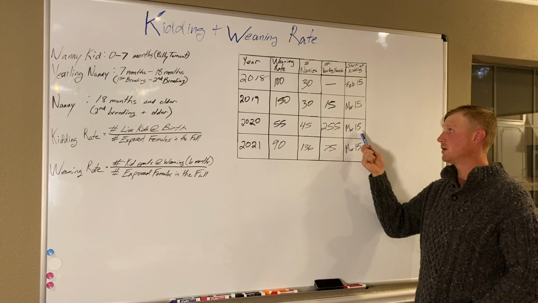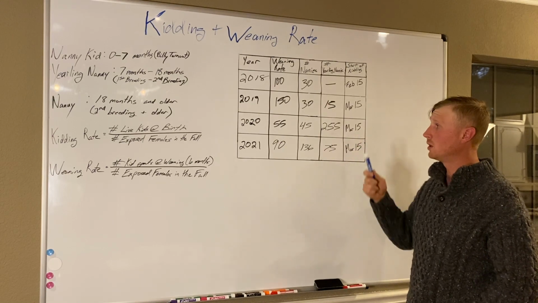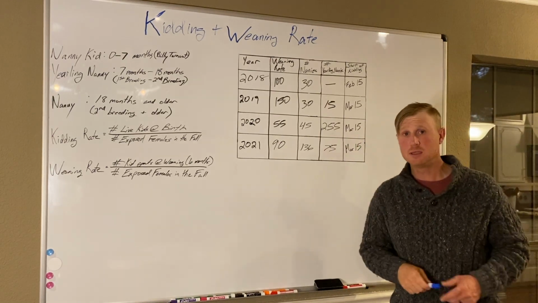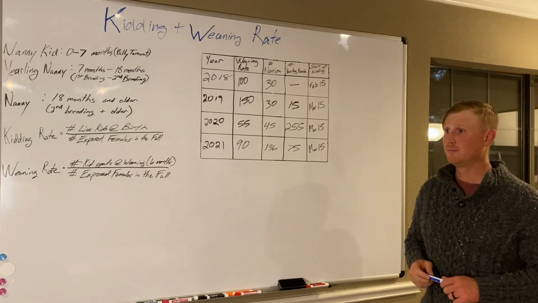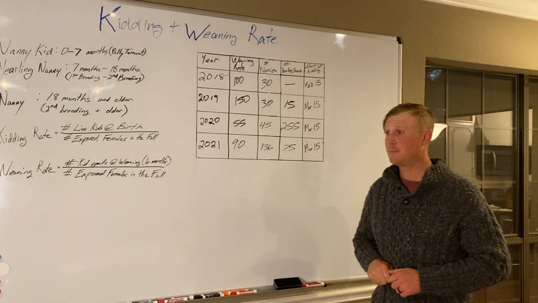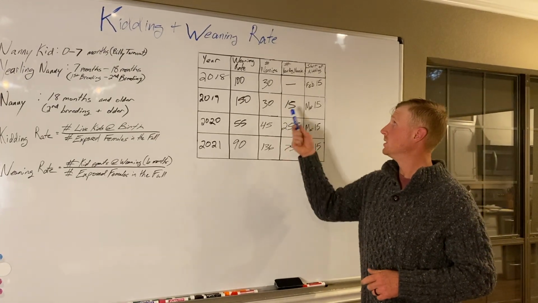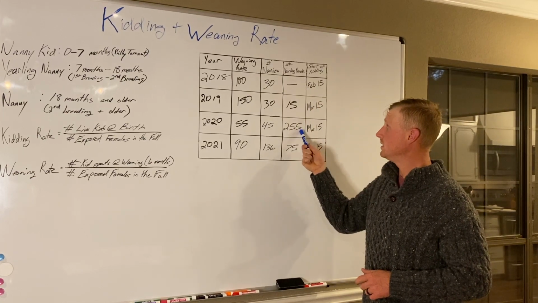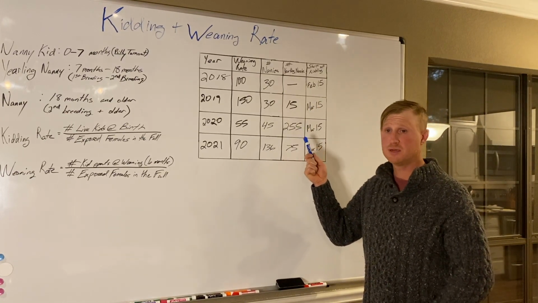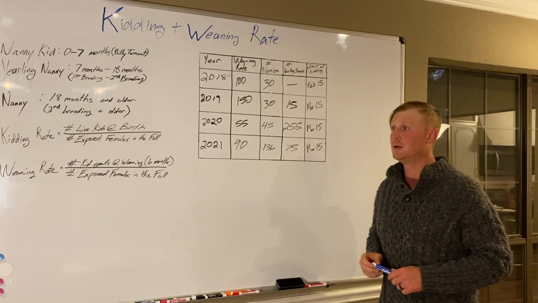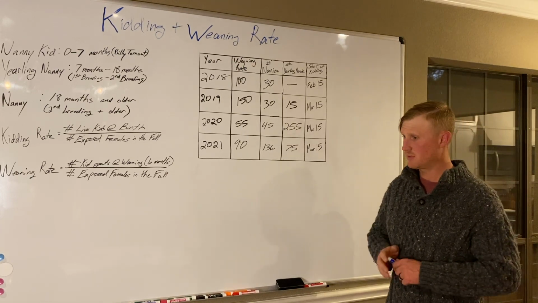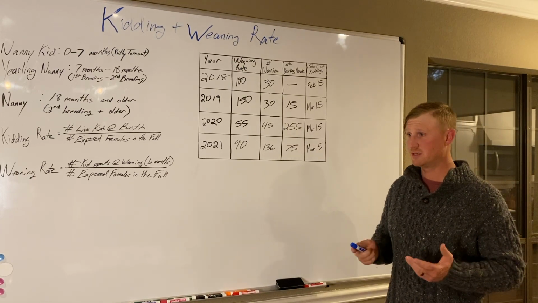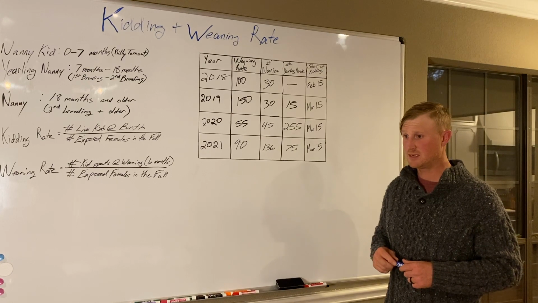We started kidding the same time as the year before, but we had a significantly lower kid crop. We attribute that primarily to this high number of yearling nannies. That was roughly 85% of our herd at the time. The yearling nannies, they're not as good as mothers. They're not as developed. Everything's kind of stacked against them.